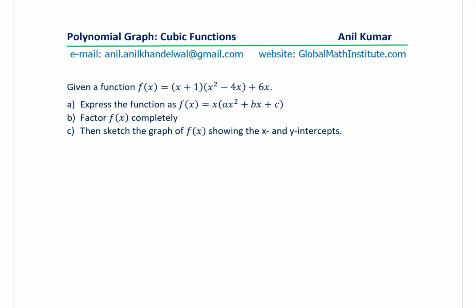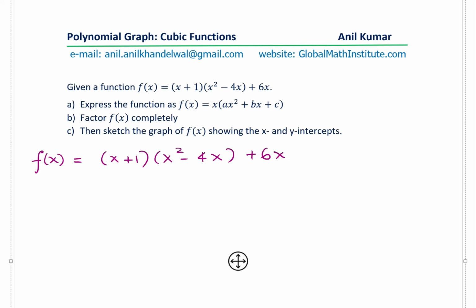So let's begin with the function itself, which is f of x equals x plus 1 times x squared minus 4x plus 6x. To write it in the given form, we need to expand and simplify. We could also take x as a common factor and then do the needful, right? So there are two different options. We can factor out x from here, or we can just expand and simplify. I'll prefer to expand and simplify.